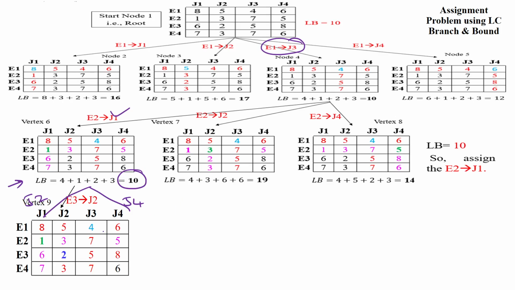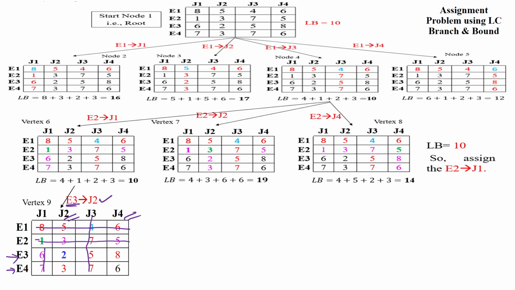Now we are going to select the first option: J2 is assigned to E3. E1 is already assigned to J3, so it is unavailable. E2 is assigned to J1, that is also unavailable. So the remaining are employees 3 and 4, and the jobs are 2 and 4. Only these two are there. Now we are assuming job 2 is assigned to E3. Once it is assigned, 2 is the cost, then this row is unavailable, that means employee 3 is unavailable, and job 2 is also unavailable.